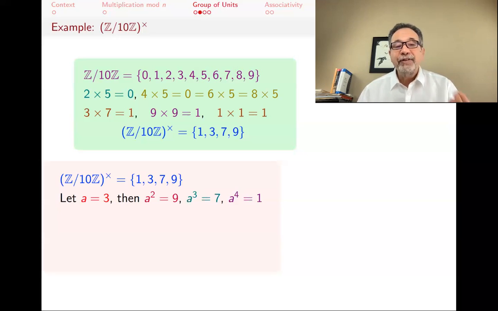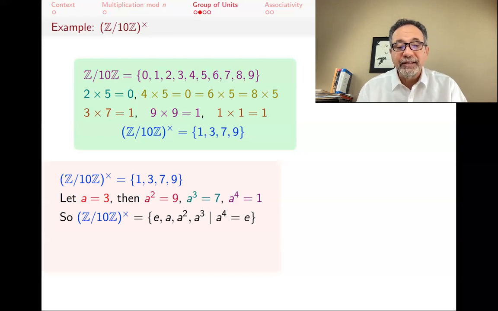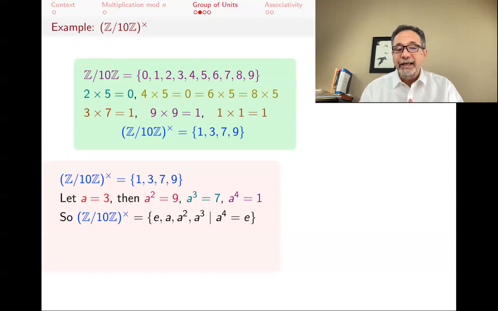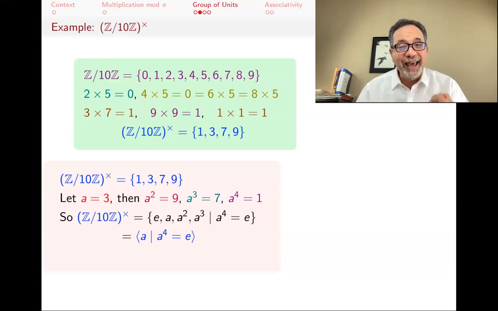That means that every element of this group is just a power of a. The group of units of Z mod 10Z is of this form: e, the identity, a, a squared, a cubed, and I have the relation that a to the 4th is e. I'm writing e for 1 because that's what I like to do for all groups in general. The group of units of Z mod 10Z is generated by a.